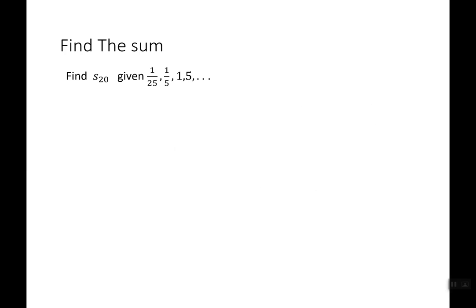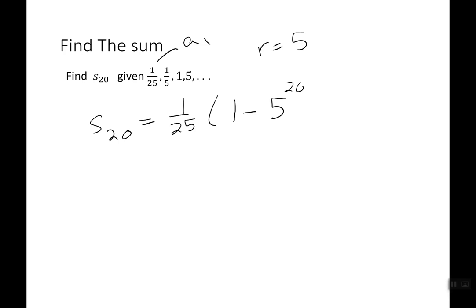Let's try it again. This one I made S of 20, the sum of the first 20 terms. I have 1 over 25, 1 over 5, then 1, then 5. So I'm starting with a smaller number, 1 over 25, that's a1. Hopefully you can see the ratio is I was multiplying by 5, so r is 5. To get the sum of the first 20 terms, I take the first term, 1 over 25, and I do 1 minus my ratio 5 to the 20th power, and then over 1 minus 5.